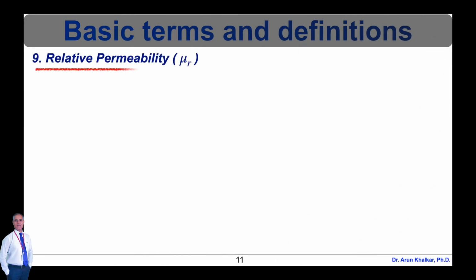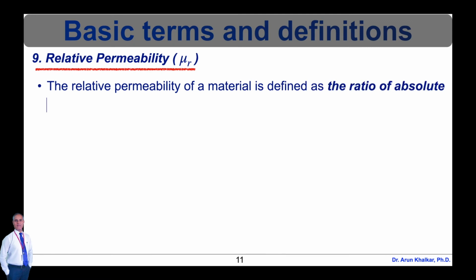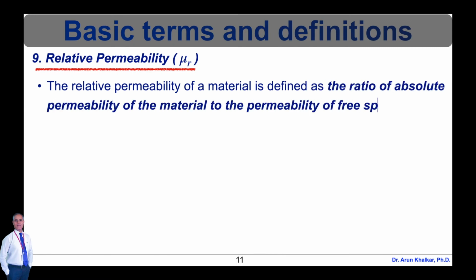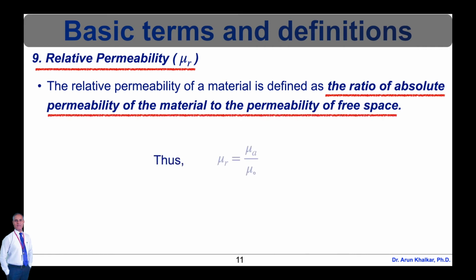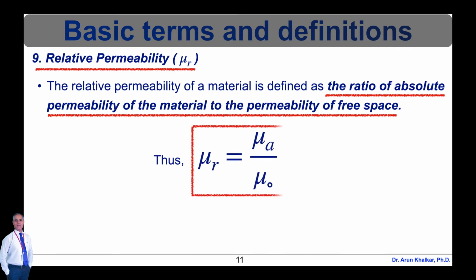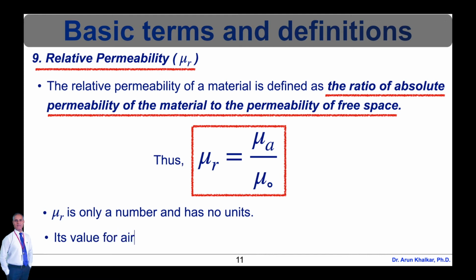Now let's see what is relative permeability, which is represented by mu subscript small r. The relative permeability of a material is defined as the ratio of absolute permeability of the material to the permeability of free space. Thus we can write mu r is equal to mu a upon mu naught, where mu r is only a number and has no units, and its value for air or vacuum is 1.